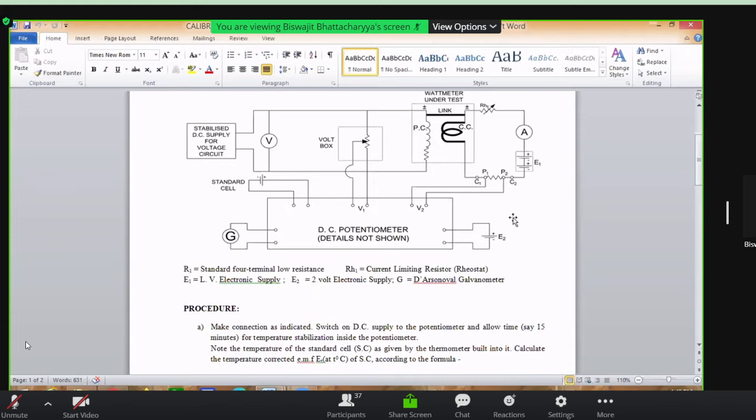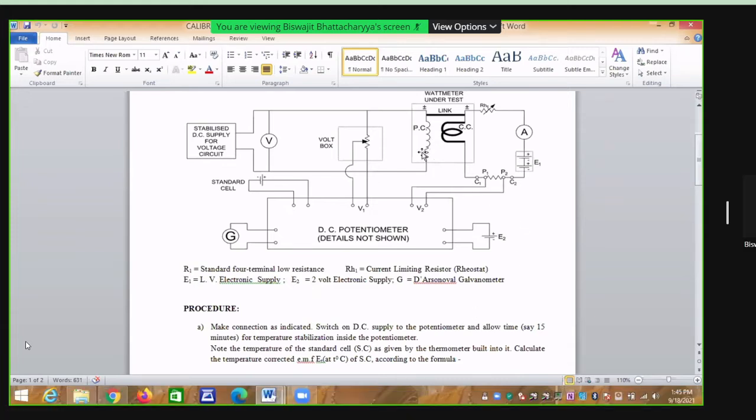So it means the other side of the pressure coil does not mean the other side of the externally added resistance. No, it is not this side. It is the node between the pressure coil and the externally added resistance. So this voltage is therefore very small and is quite close to the voltage of the current coil on the other side.